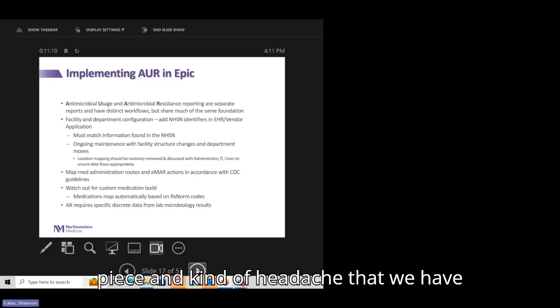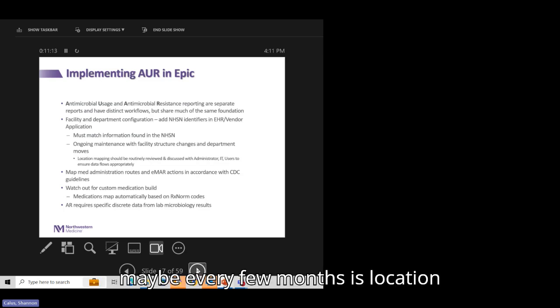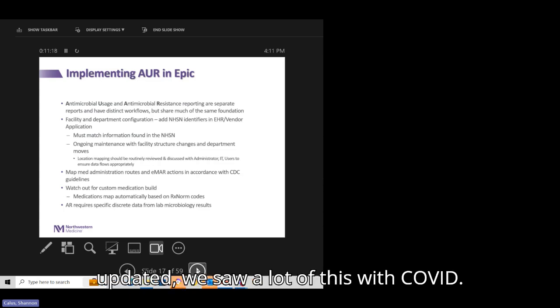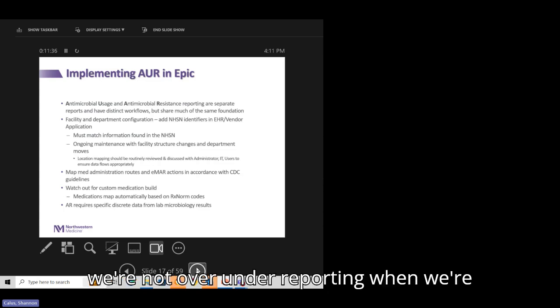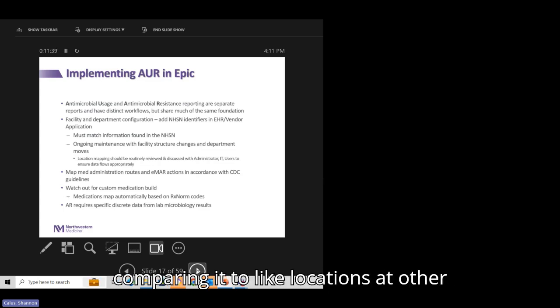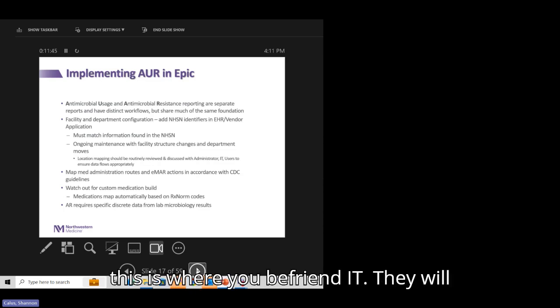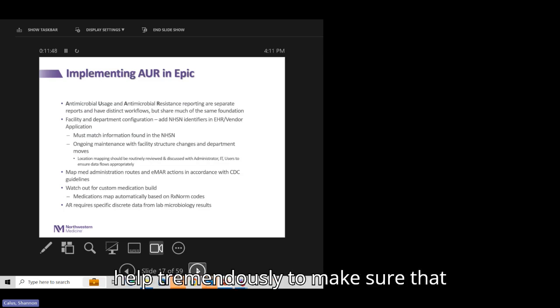I think the biggest piece and headache that we have maybe every few months is location mapping. So if you had a unit close or a unit name change or the population is updated, we saw a lot of this with COVID. If something went from an ICU to a medical ward, but you're still reporting it as an ICU, you would probably expect that you're going to be using fewer antibiotics or antimicrobials in that case. And so you want to make sure that it's mapped appropriately so we're not over- or under-reporting when we're comparing it to locations at other centers. So that is one to definitely discuss with your administrator. I think this is where you befriend IT. They will help tremendously to make sure that data flows appropriately.